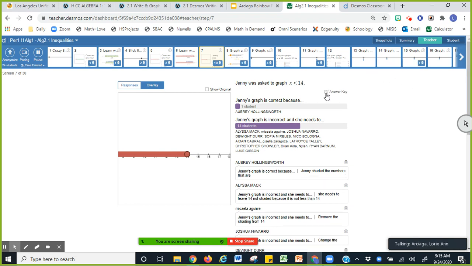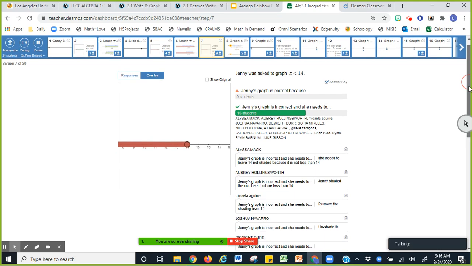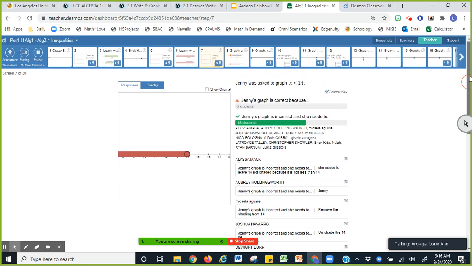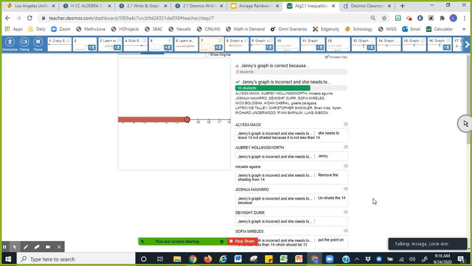All right, and let's take a look at the answer key. Is Jenny's graph correct or no? All right, less than 14. Yep, Jenny's graph is incorrect because she needs to shade the numbers that are less than 14, and that does not include 14 itself.